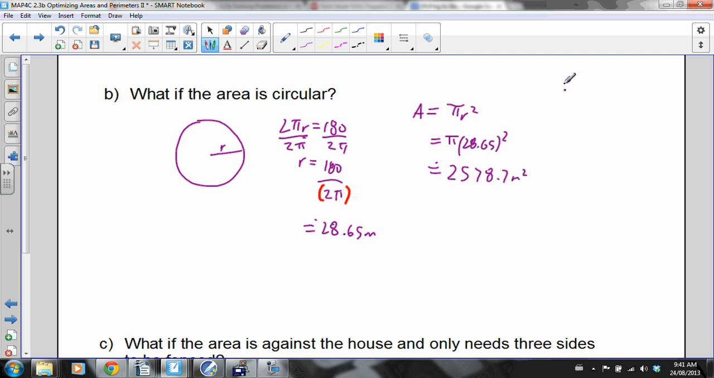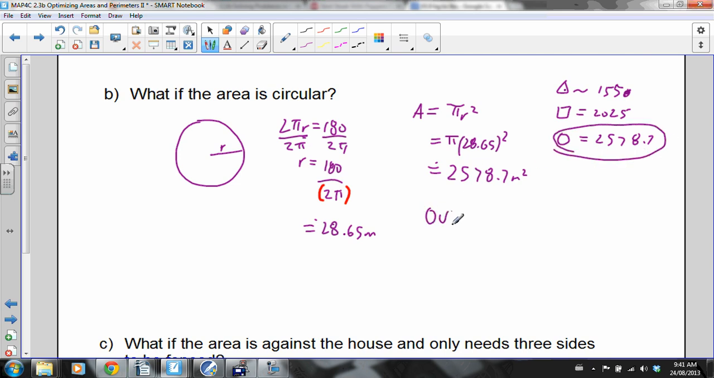And notice what we had. The triangle was about 1500 and something. I can't remember what those numbers are. The square was 2025. And now a circle is a lot better. So if you could make it any shape, you should make it a circle, because overall, the circle's better. Even better than the square.